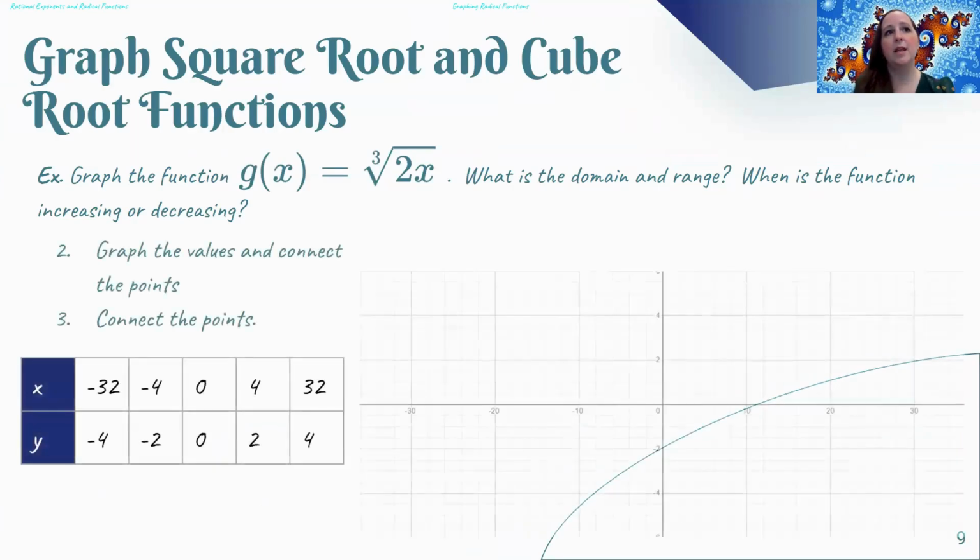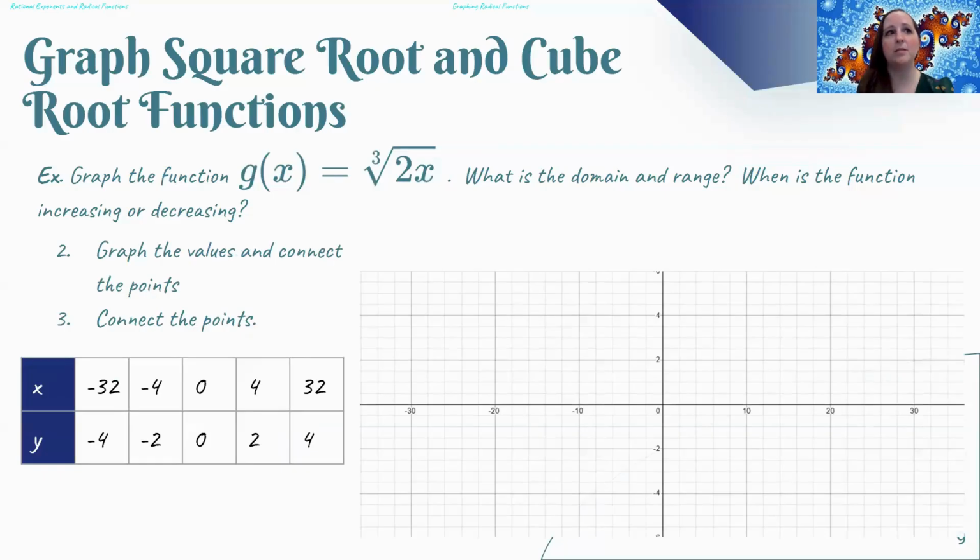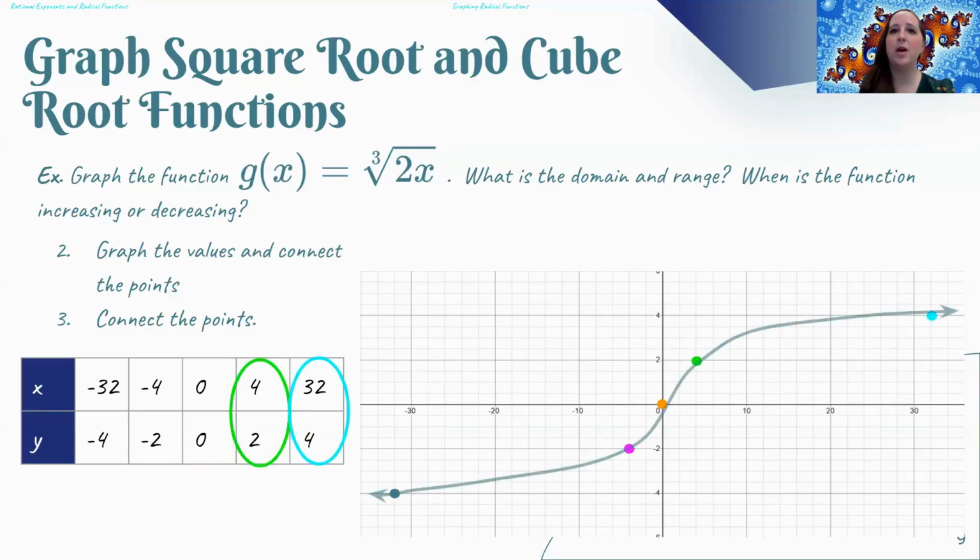So the next thing that I want to do is go ahead and graph these points and then connect them. So I start with negative 32, negative 4, negative 4, negative 2, 0, 0, 4, 2, and 32, 4. Okay. And I'm going to go ahead and graph these. So they're creating this almost S shape in their graph.